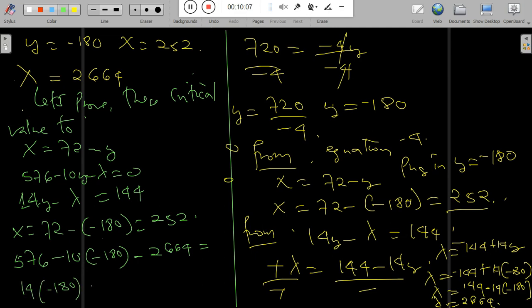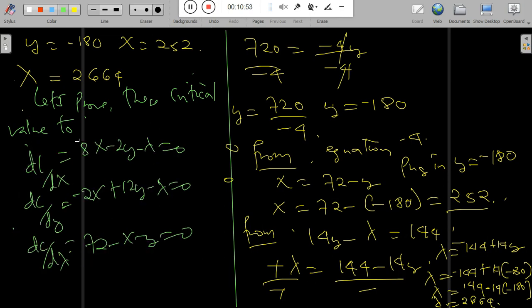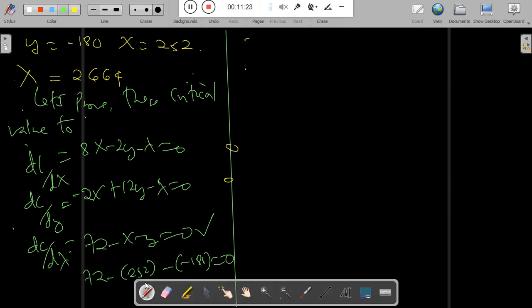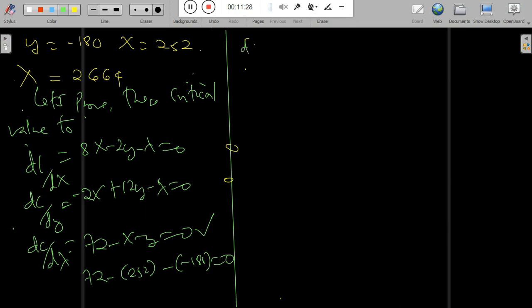So when we plug in again to the second equation, that is 14 times 80, negative 180 minus 2664, the answer will be equals to 0, as we have done to our previous equations. So when you prove out this critical point to the given partial derivative, when you take 72 times the given 252 minus negative 180, the answer will be equals to 0. And when you cross-check it to the budget constraint, the answer would be the same.